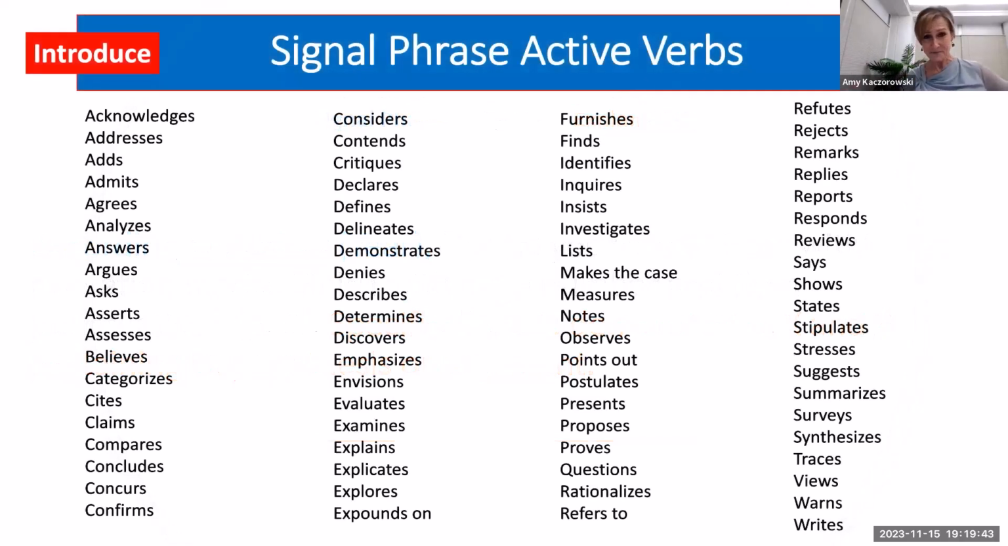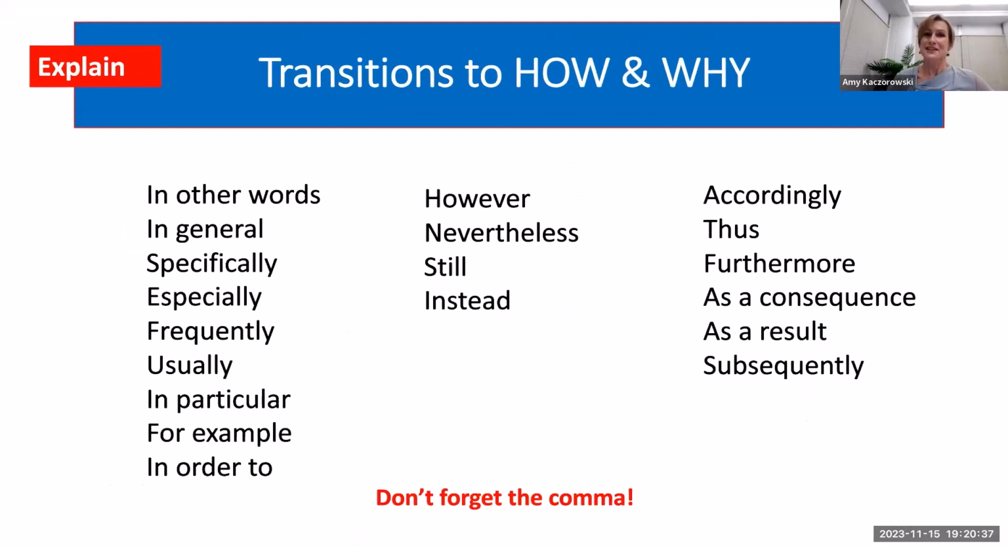Okay, this is the signal phrase word bank I was telling you about. These are the active verbs. These are good examples of verbs that you can use in that signal phrase. So, so-and-so acknowledges, so-and-so demonstrates, so-and-so makes the case. Just like we have the signal phrase active verbs, we also have some examples of the transitions, the how and the why. So in the example, we used specifically, I think, and here are some other examples.